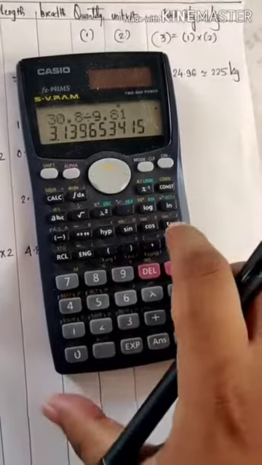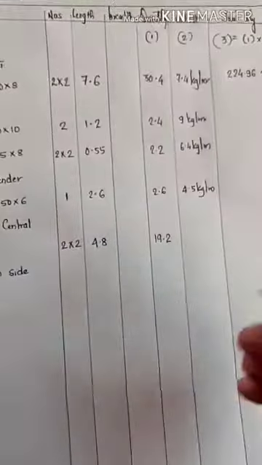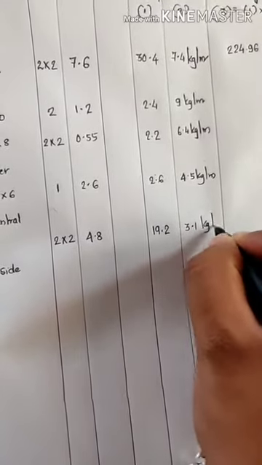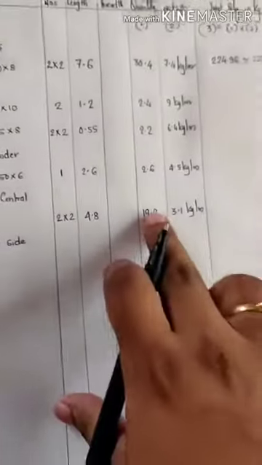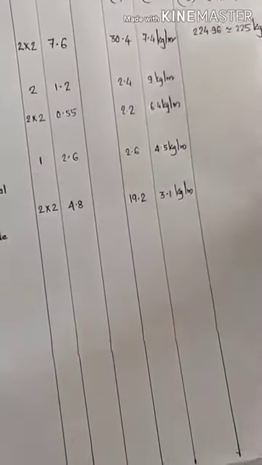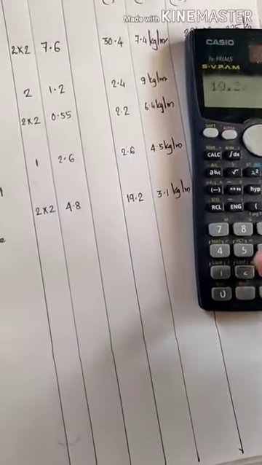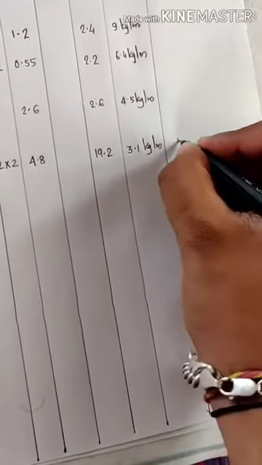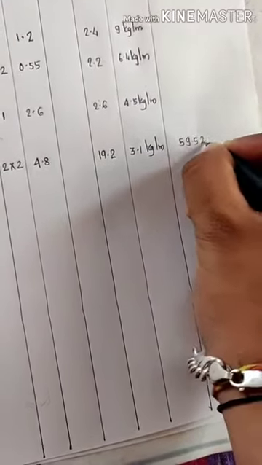So 3.13, so we'll take 3.1 kg per meter. So multiply this with this, you'll get the weight, length into 3.1. So I'll show one quantity. Getting 59.52, round it off to 60 kgs.